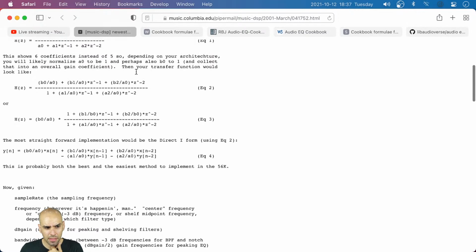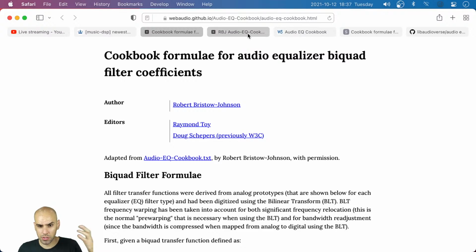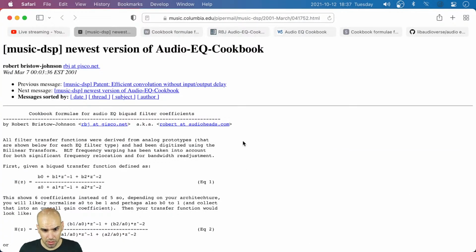I think we are going to start with this email, which is probably the original definition of these filters. After my quick research, I think this is the original post. But we are also going to consult some of the other ones. I meant to really go in depth and see the differences between them before the stream, but I didn't. So here we are.